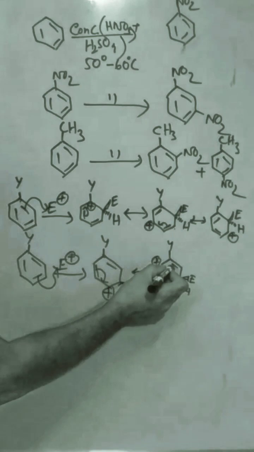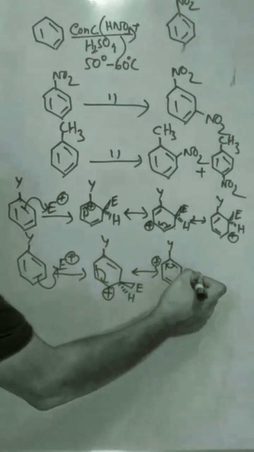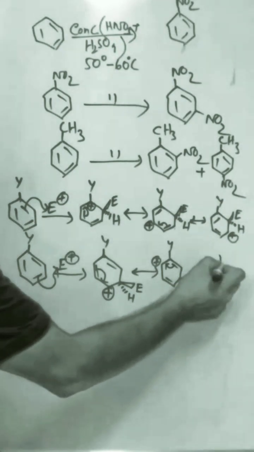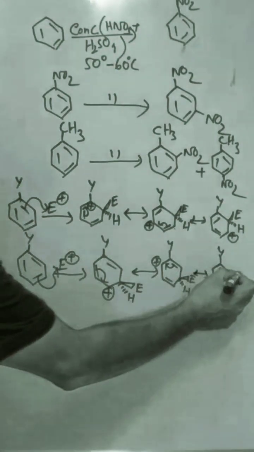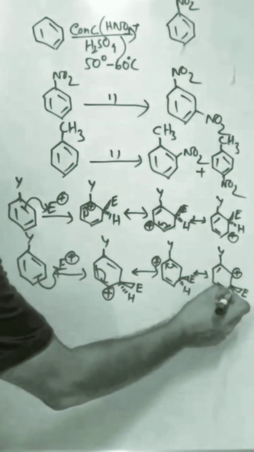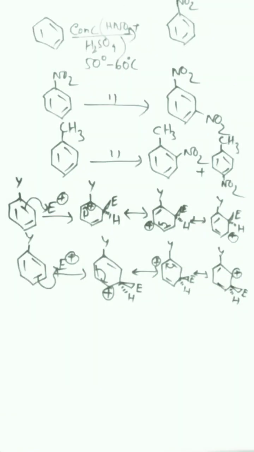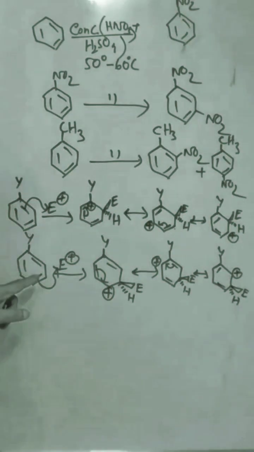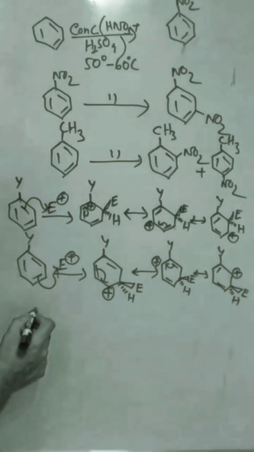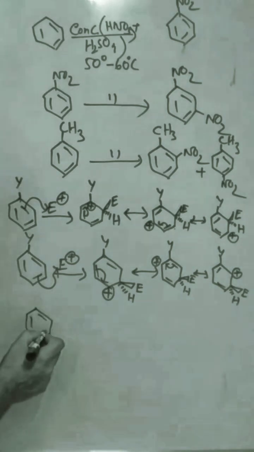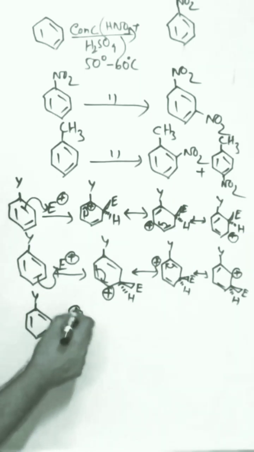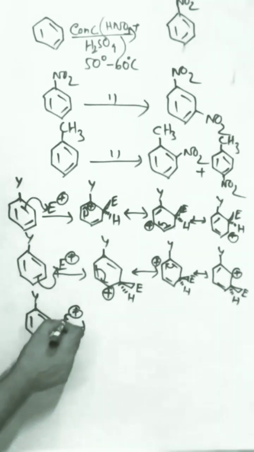Next, what happens? This bond shifts over to this bond, so another resonating structure forms, and here the positive charge comes. Okay, now let us see what happens when the electrophile comes in para position. Substituent, electrophile, para position means this position.